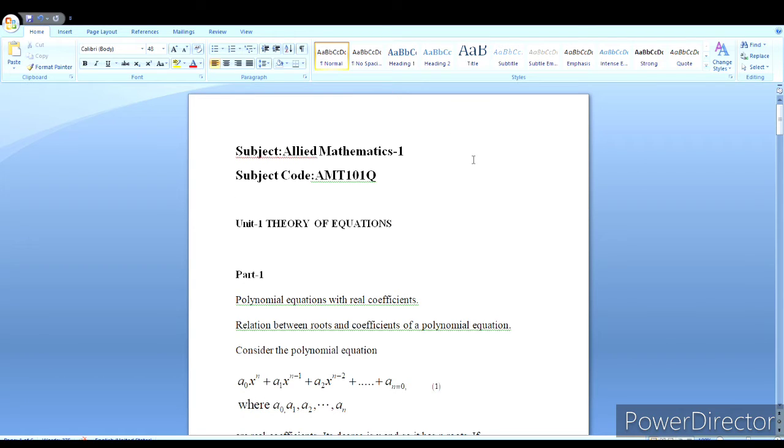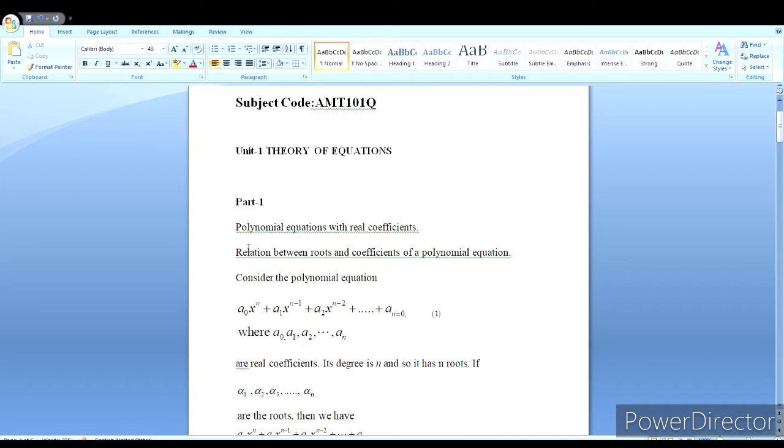I am going to explain about theory of equations. This is for Allied Mathematics. It comes under Unit 1. The topic is polynomial equations with real coefficients. Now we are going to see the relation between roots and coefficients of a polynomial equation.